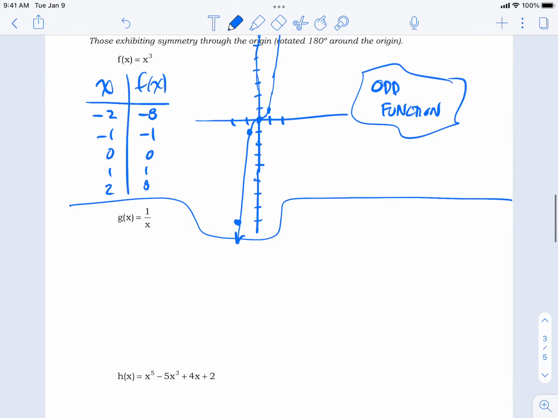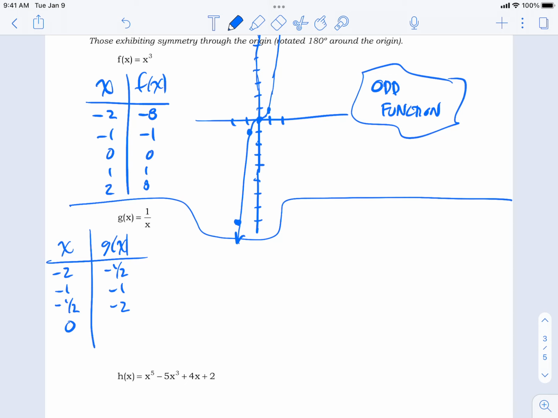Here's another example of an odd function. Trying to remember if we've seen this function before or not. Maybe not. So let me just show you something cool about this function. This is called the reciprocal function because that's what you do with the input. Whatever x is, you flip it over. That's called a reciprocal. So what does that look like when you use specific values? Well, if you were to use a negative 2 and flip it over, it'd be this. A negative 1 flipped over is this. If you use a negative 1/2 and flip it over, it's this.